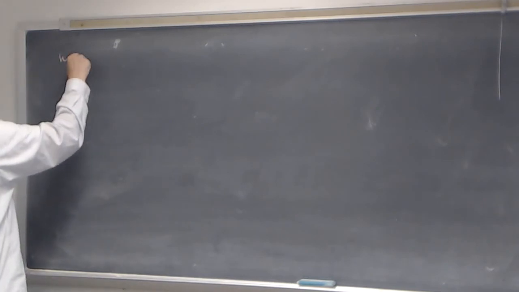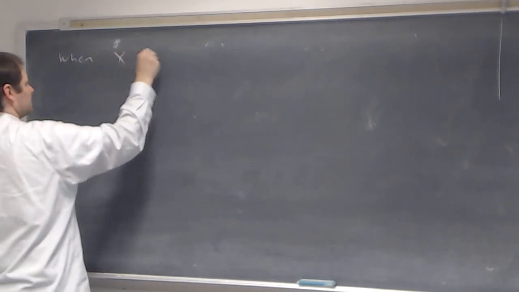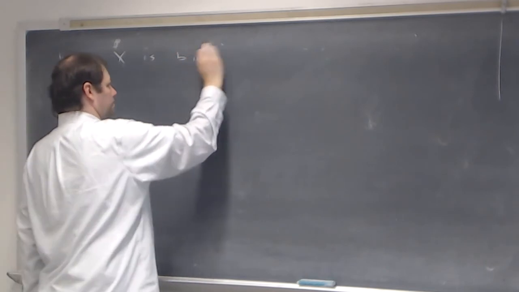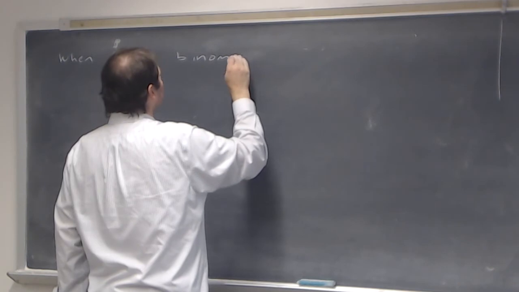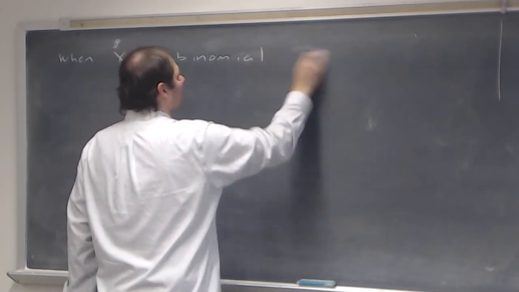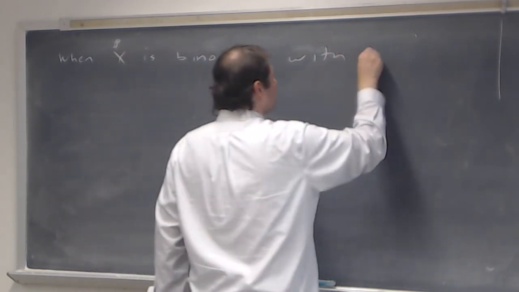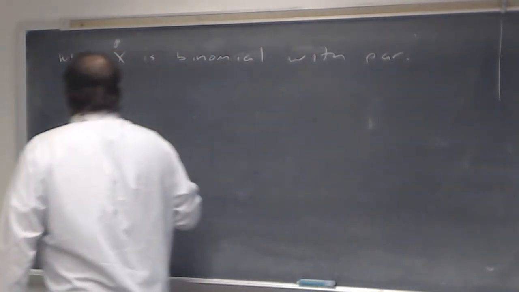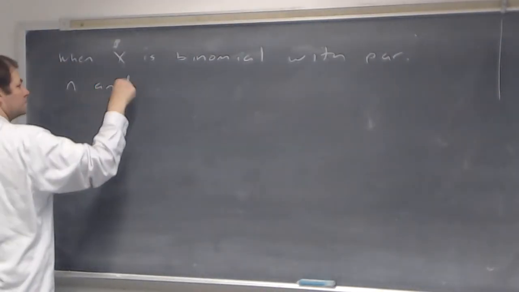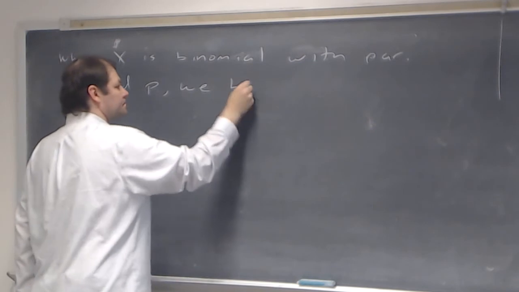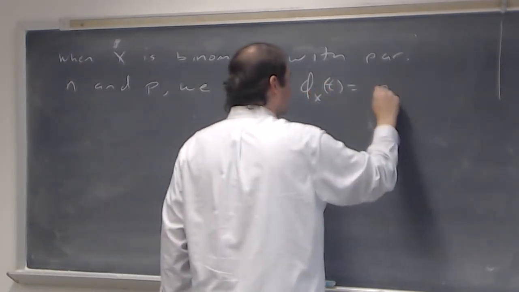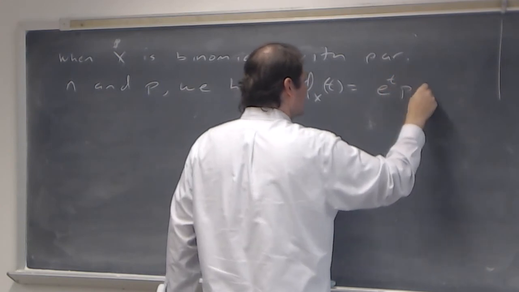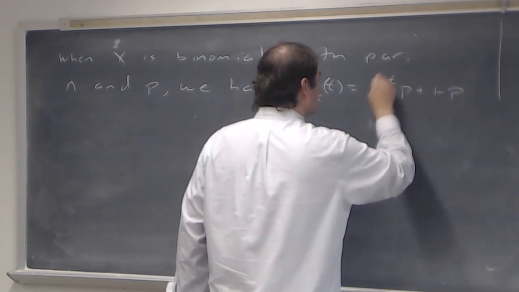So just as an observation, when X is binomial with parameters n and p, we have the moment generating function phi_X(t) equal to (e^t p + 1 - p)^n.